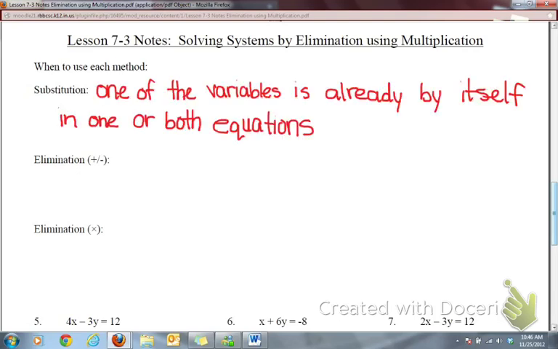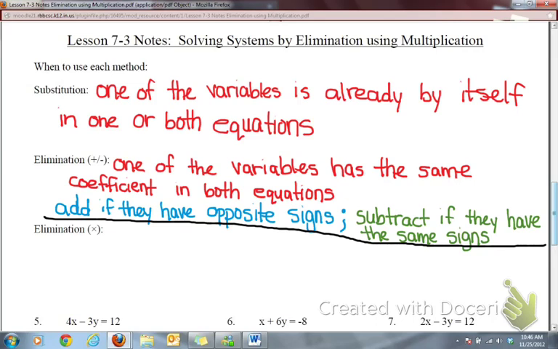So substitution is best when you have one of the variables that's already by itself in either one or both of the equations. So if one of the equations says x equals something, or you have an equation that says y equals something, then it's a good idea to use substitution, because you can just take whatever that variable is equal to and plug it in to the other equation.